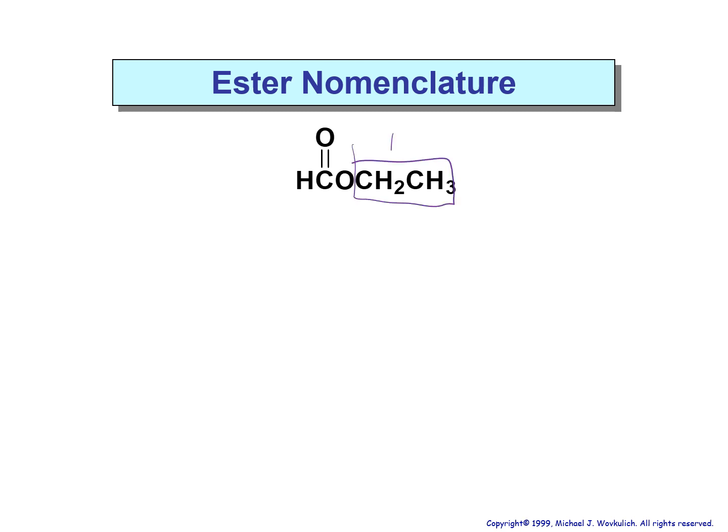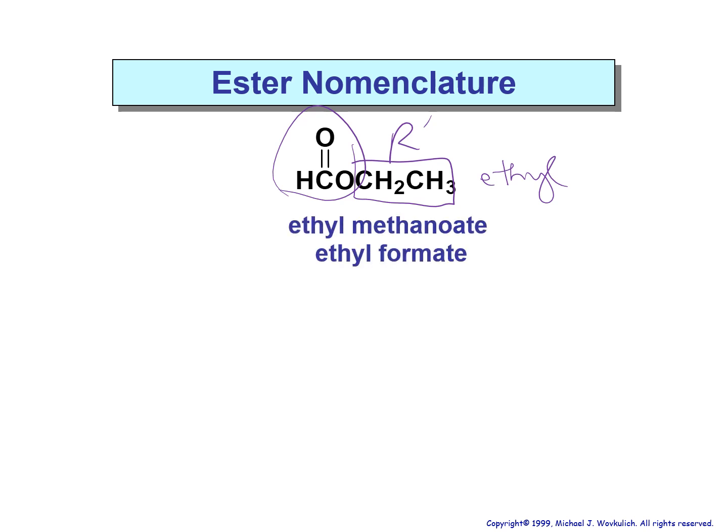What is this? This is an R. So this is an ethyl again. Ethyl. But oh wait, there's more. Ethyl methanoate. This one does have a common name. Ethyl formate is common because it's a 1 carbon base name, formate.